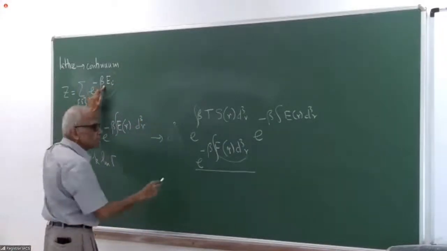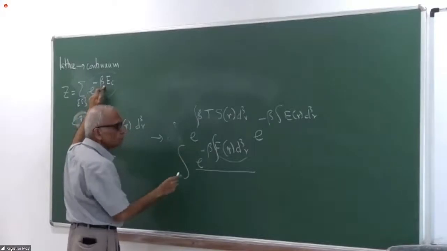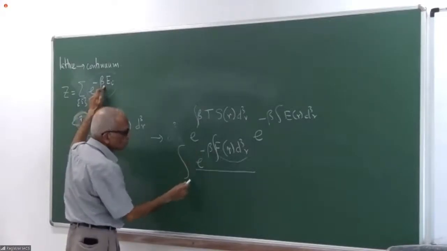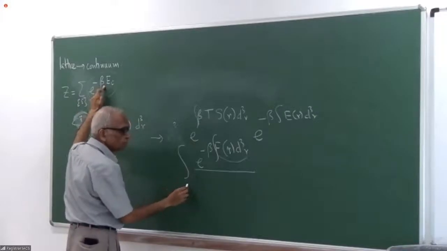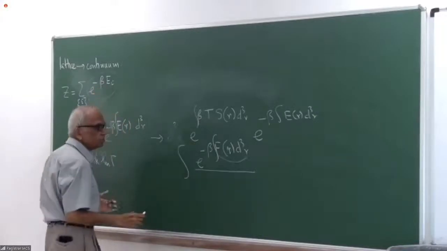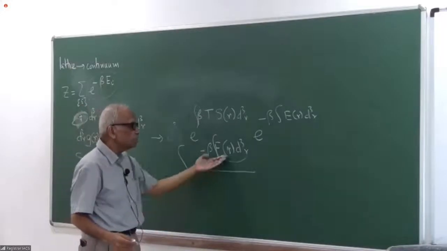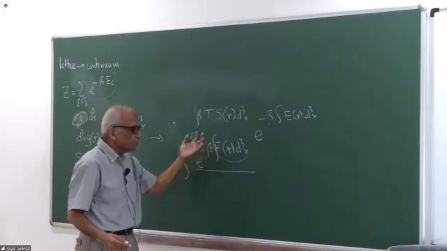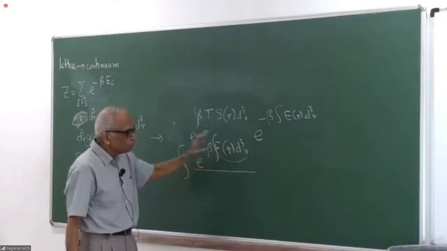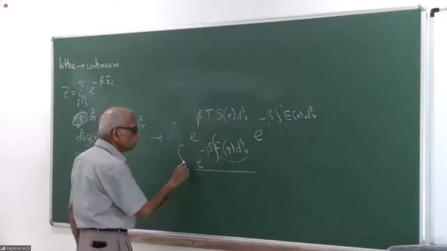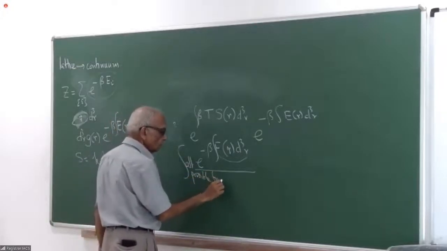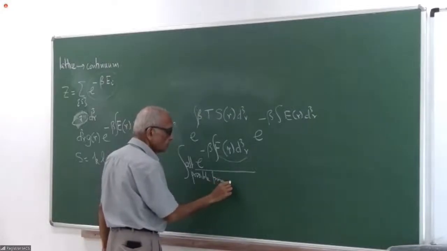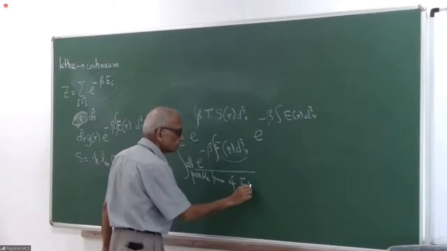So a given configuration over here corresponds to a given function over here, and the sum over all configurations over here has to be an integral over all configurations over here. So the integral means essentially integration over all possible forms of F of R.